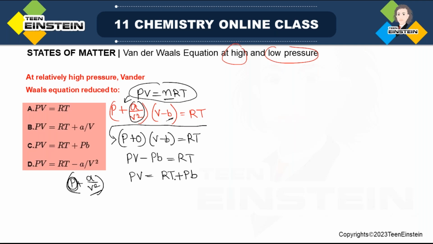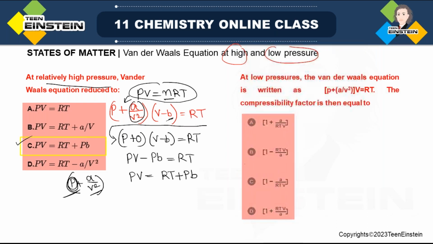Now look at the options. It is matching with option C, right? PV equal to RT plus Pb. So when pressure is high, we have to ignore the a by V square term, because P is very high, and compared to it, if we neglect this term, it is okay. This is the condition for high pressure, and under that condition, we have seen how the equation will be.